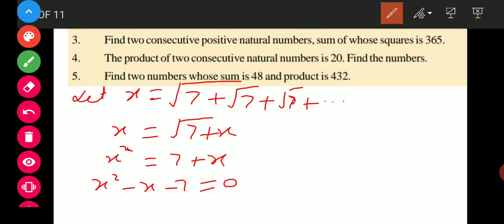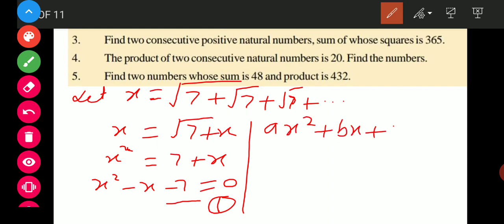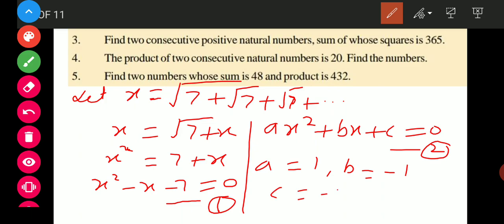Now what will happen? So it's your equation. Now comparing to this equation, our equation is ax square plus bx plus c equal to 0. Comparing both equations, we get a is equal to 1, b is equal to -1, and c is equal to -7. Now we have a formula for this.